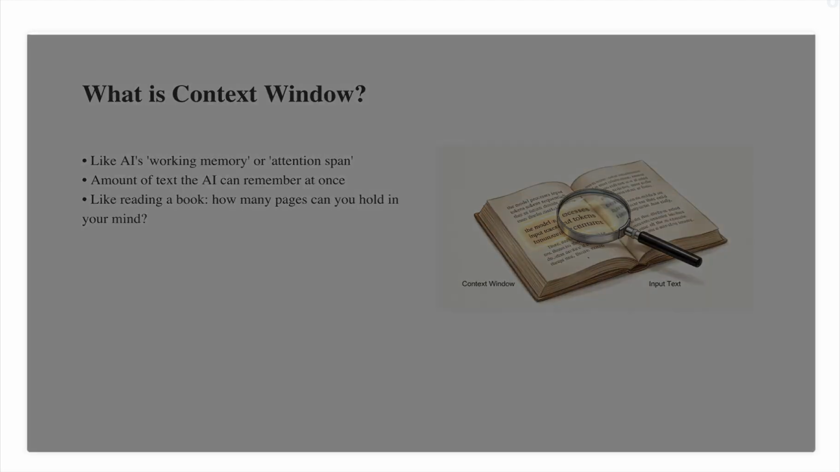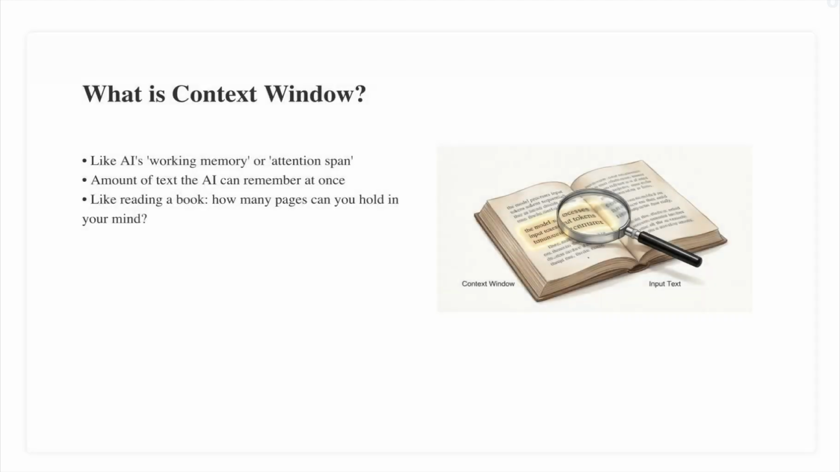Let me give you a simple example. Imagine you're reading a book. How many pages can you remember clearly at one time? Maybe just the current page or a few pages before it. That's similar to what the context window does for AI.